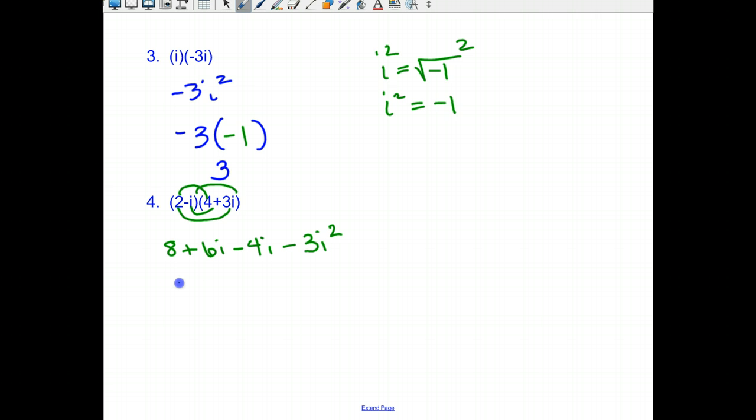Now I'm going to rewrite this as 8 plus 2i minus 3 times -1. So 6i minus 4i is 2i. i squared is -1. And now we have 8 plus 2i plus 3, and then finally 11 plus 2i. You always want the imaginary part second. That's just standard form for a complex number, a plus bi form.